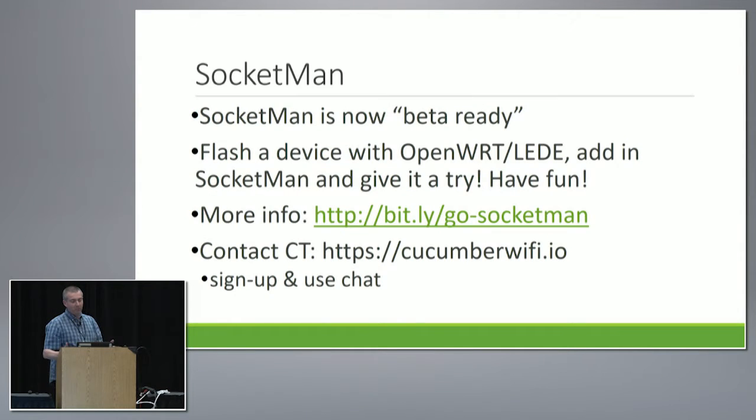So this is the call to action really. SocketMan is already just about in beta. The guys are working on it at the moment. They're hoping to start running a beta trial soon. You can basically go and get a device that supports OpenWRT now. They're going to make some SocketMan binaries available. We can get them on there, have a go, and manage them from Cucumber. It's free, and see how you get on there.